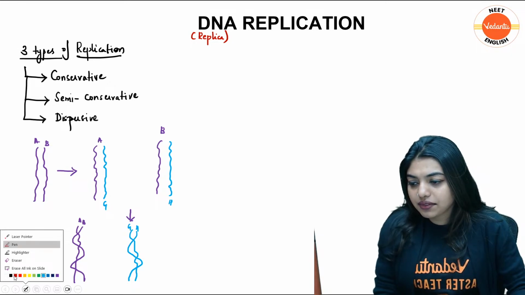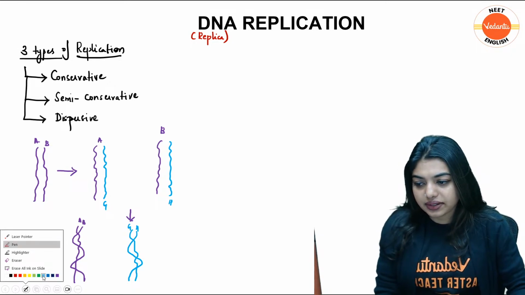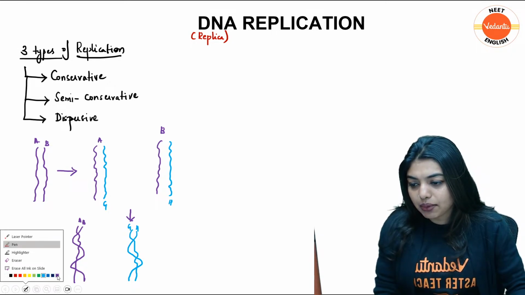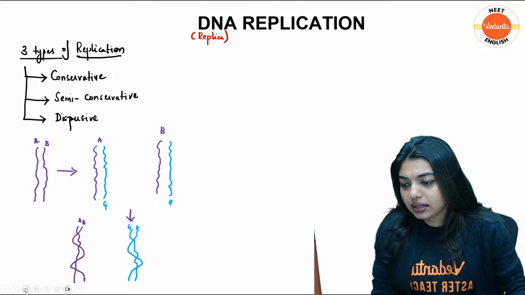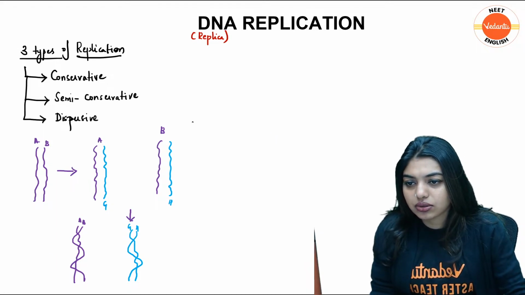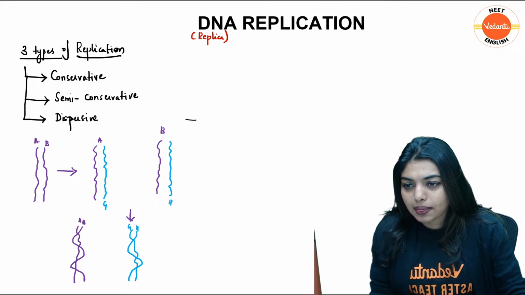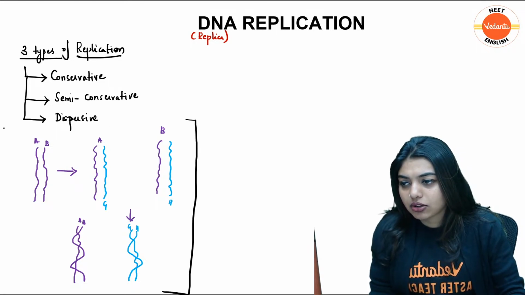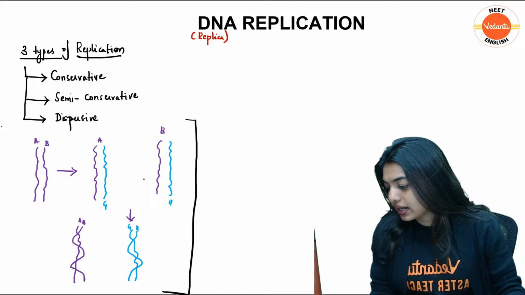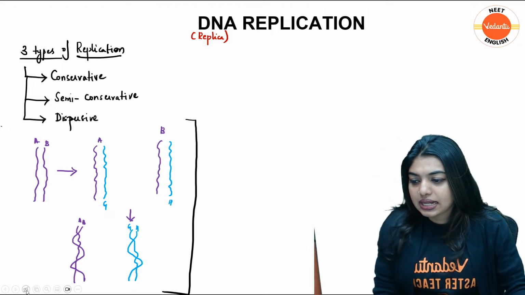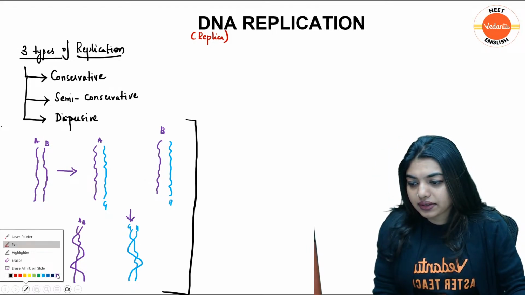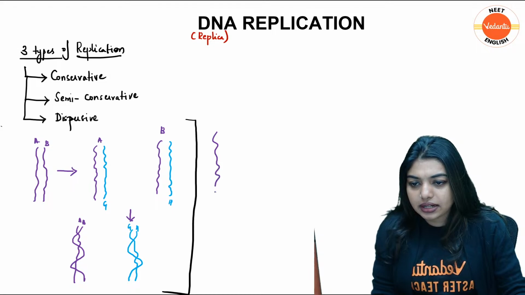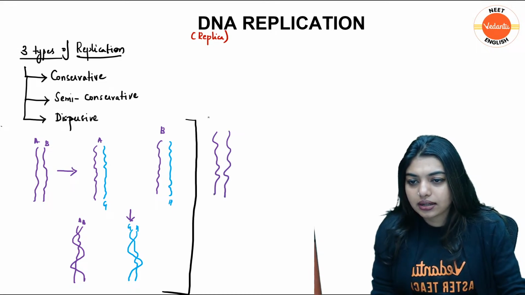Now, the next one we are going to understand is semi-conservative. Again, we are going to understand with the help of colors. Let's keep the same thing. I cannot draw the entire box, but at least I can draw its difference. Next is semi-conservative. Again, let's draw parent DNA. Parent DNA, again A and B. Everything remains the same.